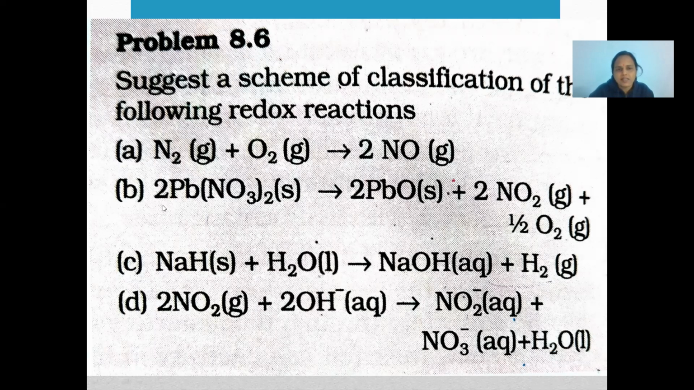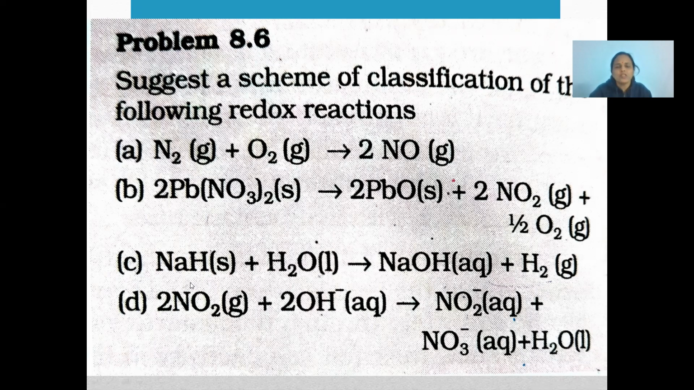Look at the second case, lead nitrate, 2Pb(NO3)2 gives 2PbO plus 4NO2 plus O2. So lead nitrate is undergoing a decomposition reaction and it results in the formation of lead oxide, nitrogen dioxide, and oxygen respectively. So this is a case of decomposition redox reaction.